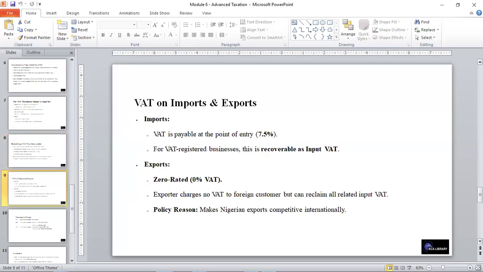We also have VAT on imports and exports. For imports, VAT is payable at the point of entry, which is 7.5%. For VAT-registered businesses, this is recoverable as input VAT. For exports, it is zero-rated, which is 0% VAT. The exporter charges no VAT to the foreign customer but can reclaim all related input VAT. The policy reason is that it makes Nigerian exports competitive internationally.